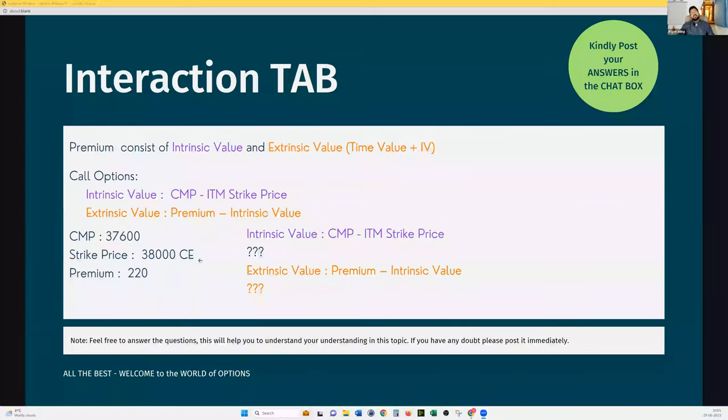It's an OTM. In the OTM case, how will you calculate the intrinsic value? Because OTM has only the extrinsic value. We don't have any intrinsic value for OTM. So now tell me, what is the intrinsic value? Now the intrinsic value is zero. Okay, so what is the extrinsic value? It's going to be 220. Hope you guys understand it, right?